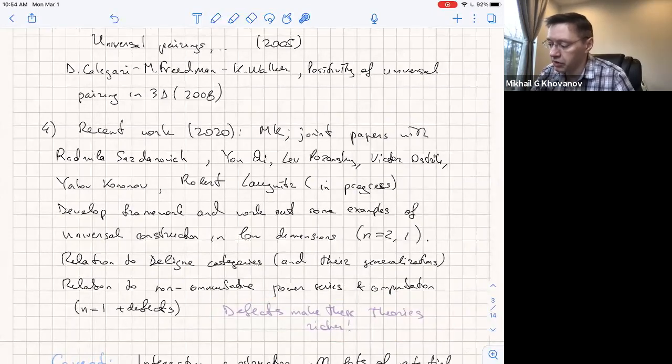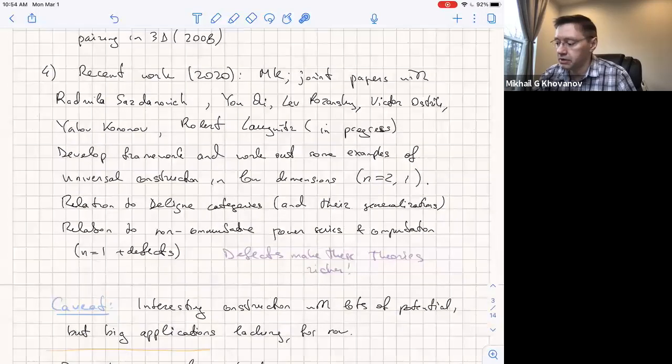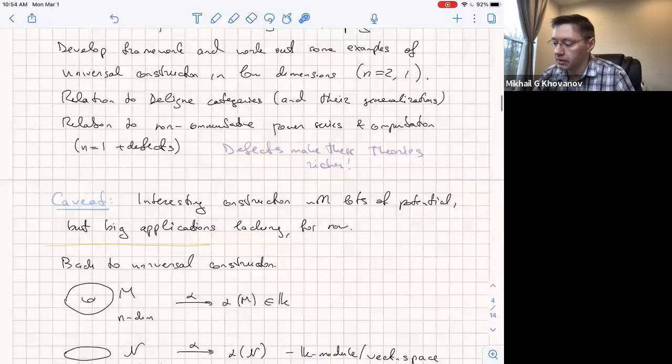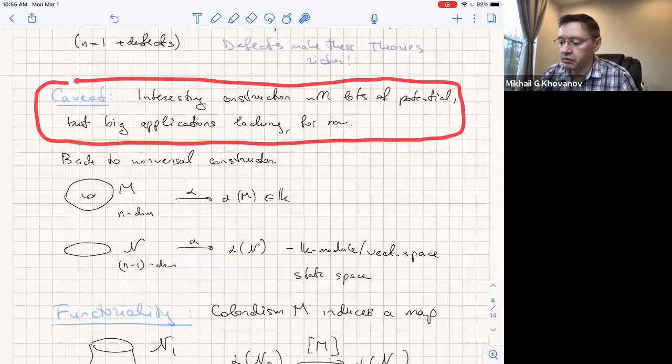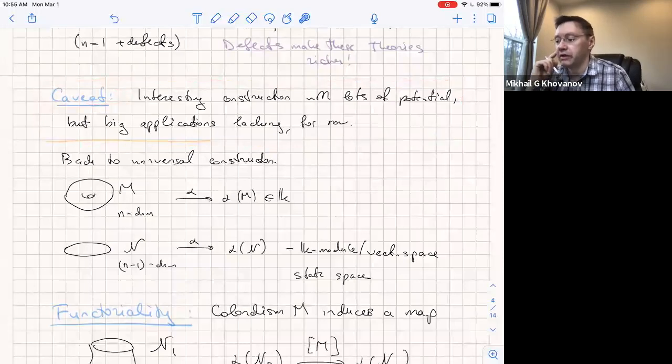This is one of the interesting points. So I'll tell you about joint work with Radmila Sazdanovich, Lev Rozansky, Victor Ostrik, Mikhail Khovanov, Robert Laugwitz. The last papers are in progress. And again, they're toy cases up to dimension 2, but they're still interesting. And again, I want to point out that the story comes with a caveat, with a catch: it looks quite interesting, but for now, I don't think there are big applications, at least in those low dimensions, dimensions 1 and 2, but it's still interesting.